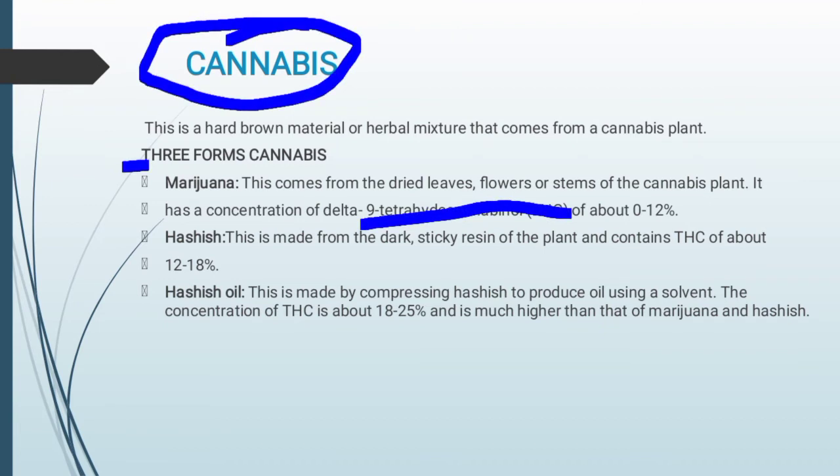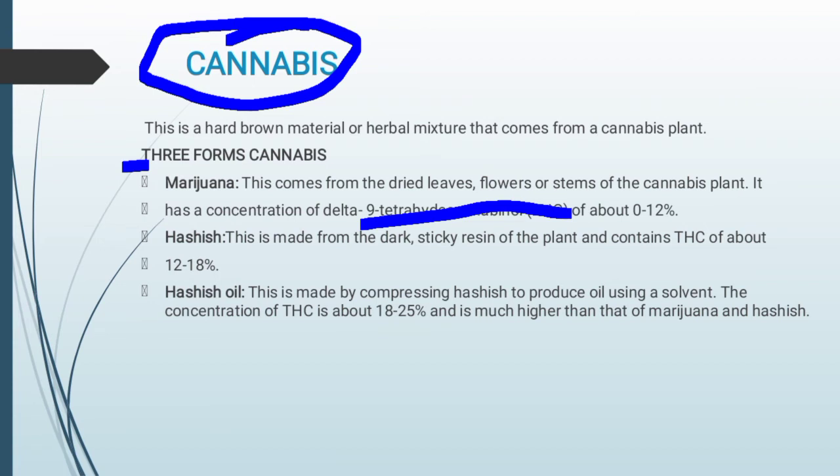Very deadly. Cannabis. Chamba. This is chamba. Weed. This is weed. So, the marijuana is taken from the dried leaves. The leaves are dried up, then the flowers or the stems of the cannabis plant. It's a plant ya chamba. Then we've got the hashish. This is made from the dark sticky resin of the plant and contains THC of about 12 to 18%.